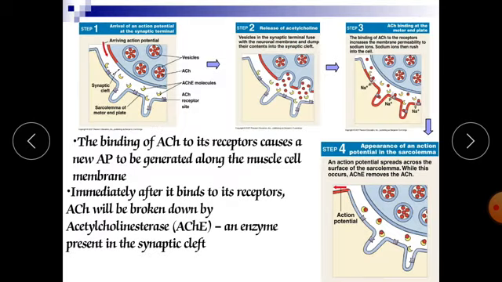The binding of acetylcholine to its receptor causes a new action potential to generate along the muscle cell membrane. Immediately after it binds to its receptor, acetylcholine will be broken down by anticholinesterase. It is an enzyme which is responsible for breakdown of our ACh.